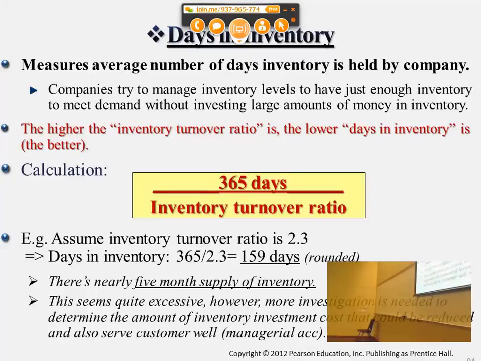So these are just some of the ratios to evaluate how well they're doing this. Okay, are they having an excessive amount of inventory? Are they having just right? Or are they actually having too little inventory? That can be evaluated by these ratios.